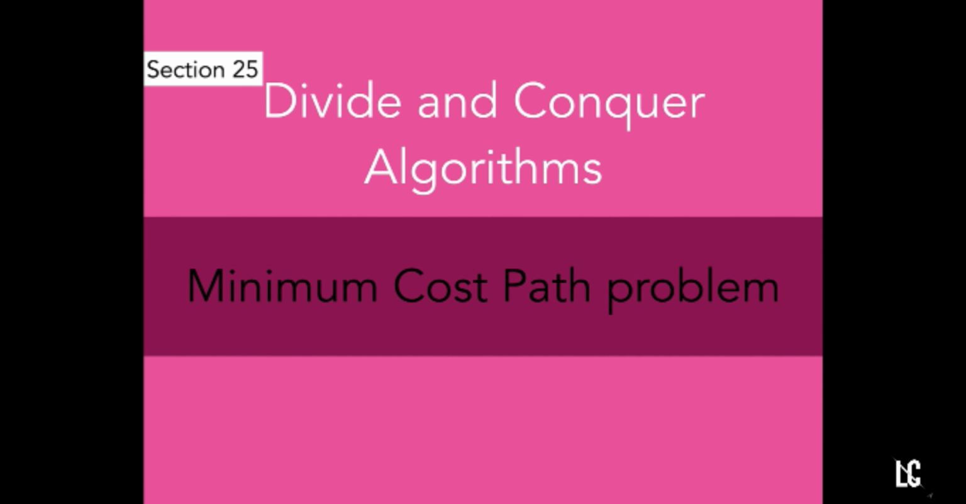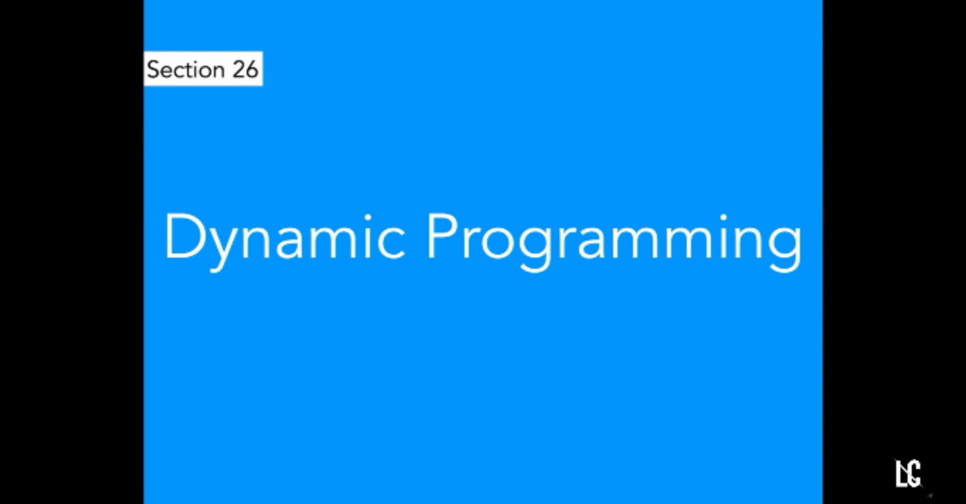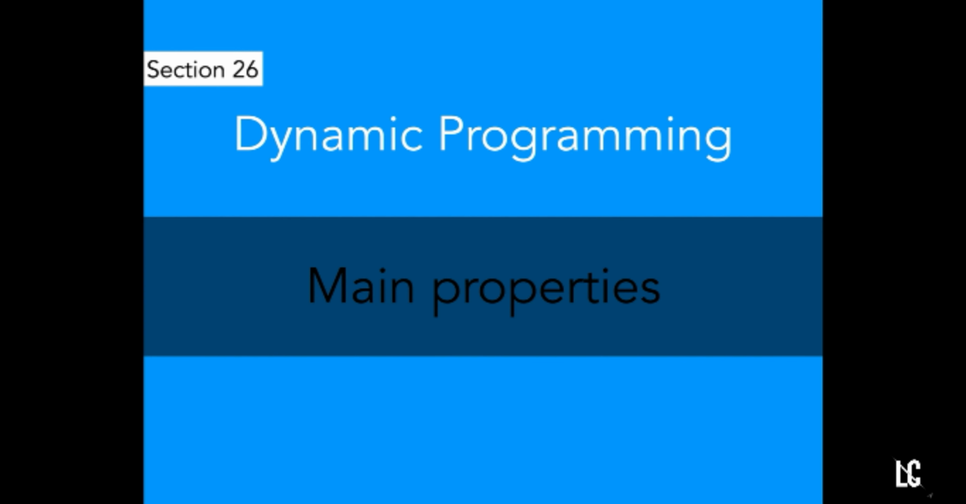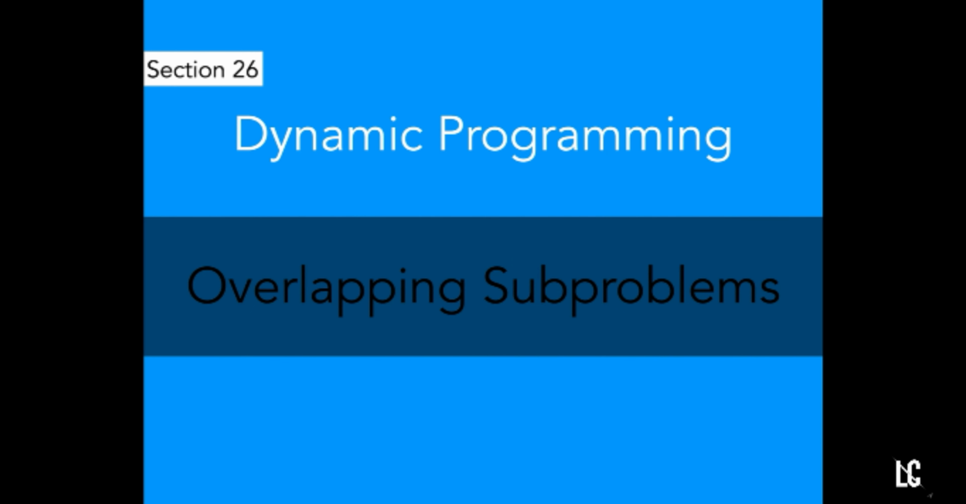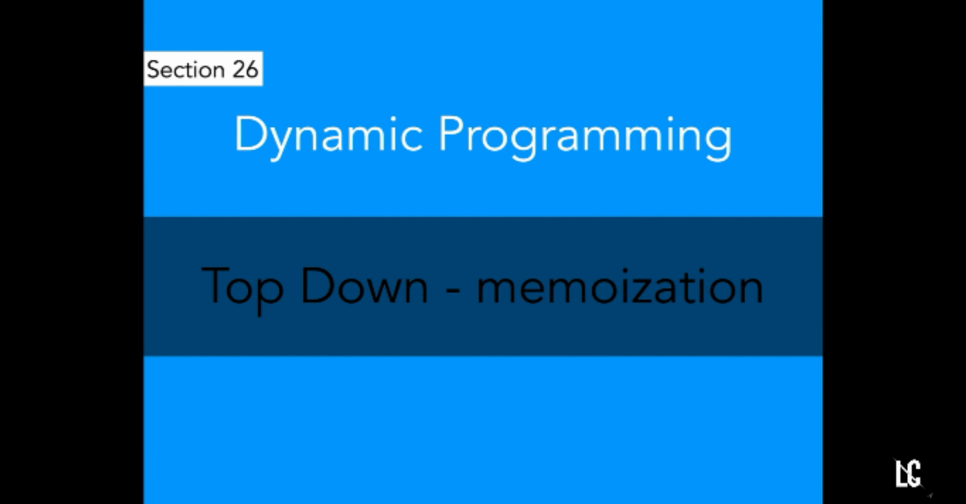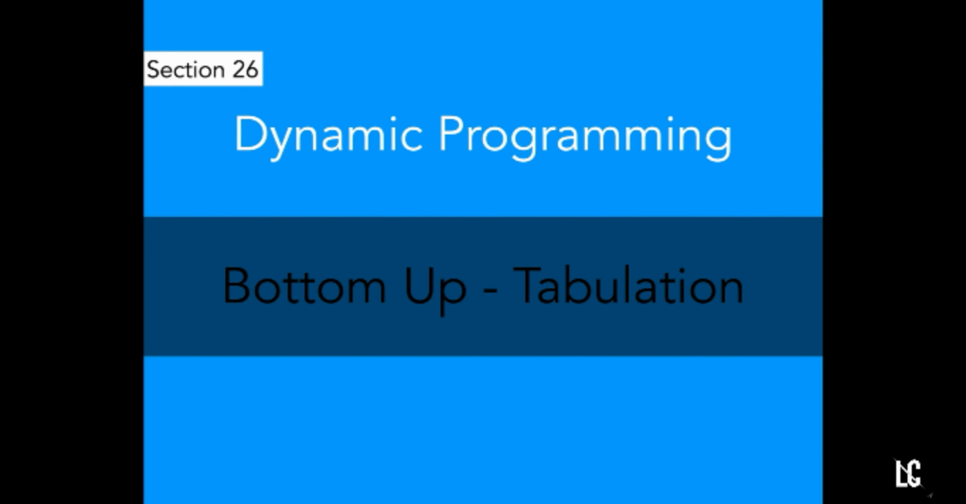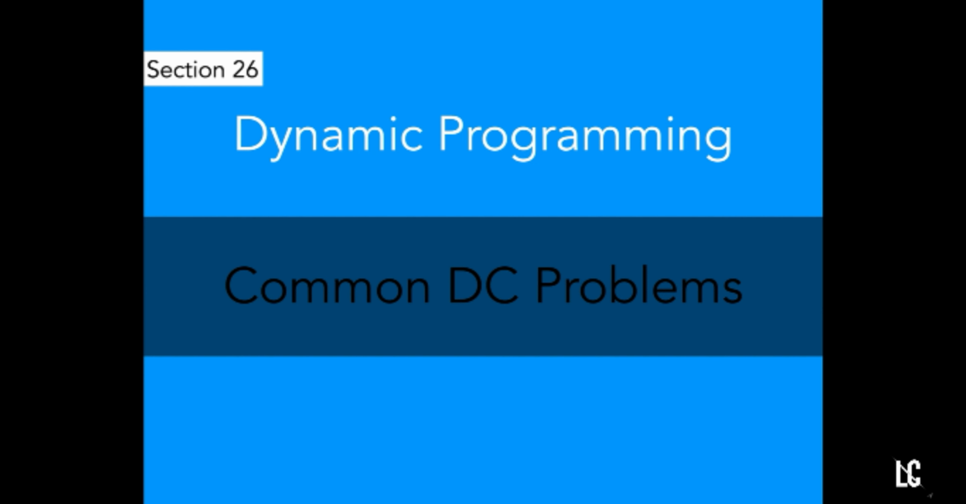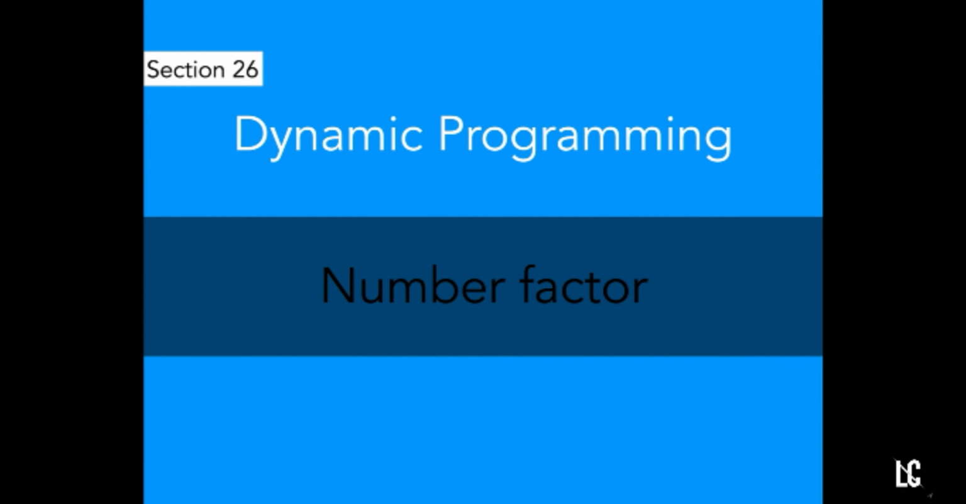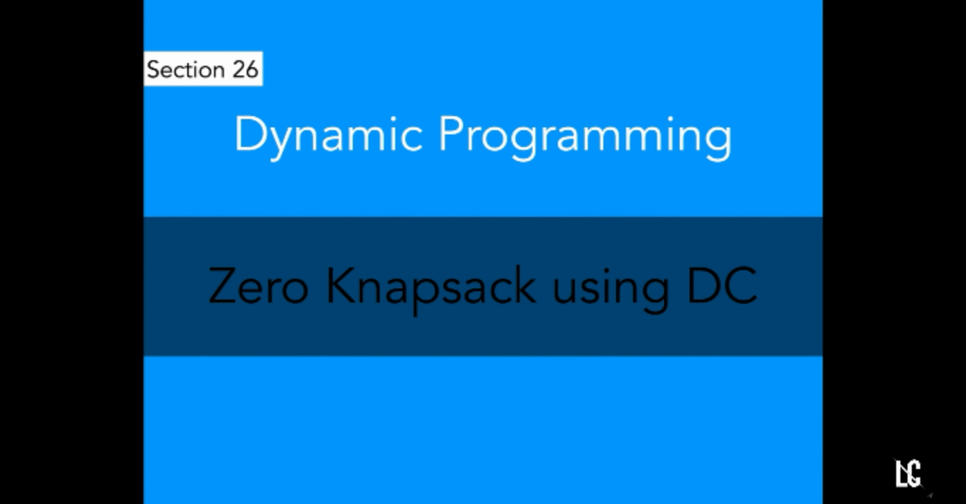And from here we will continue to another detailed section which is called dynamic programming. I know many people are curious about learning dynamic programming. So here I will talk about main properties of dynamic programming such as optimal substructure property and overlapping subproblems property. Then we will learn 2 methods of dynamic programming which are top-down with memoization and bottom-up with tabulation. And I'll show you 4 steps to convert a divide and conquer algorithm to a dynamic programming algorithm. Then we will continue to learn common problems that can be solved using dynamic programming such as number factor problem, house robber problem, convert one string to another string problem, and zero one knapsack problem using dynamic programming.